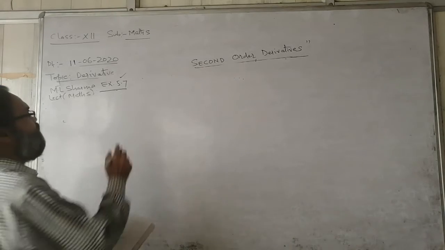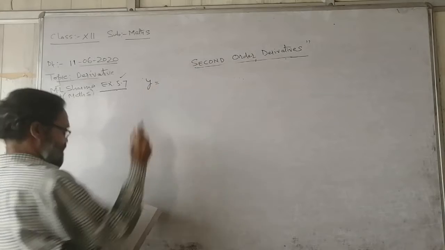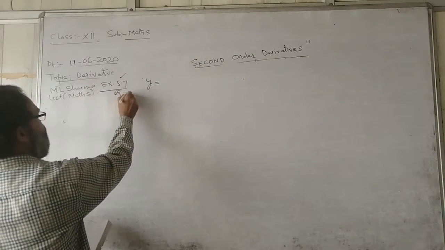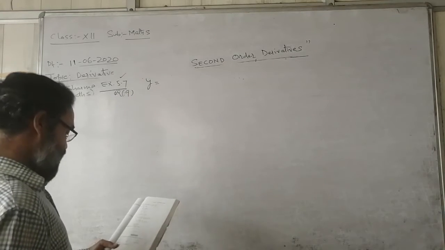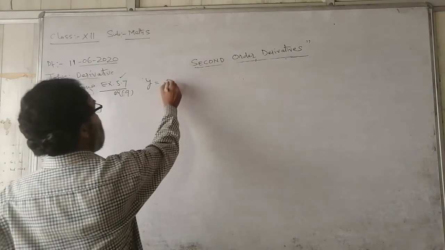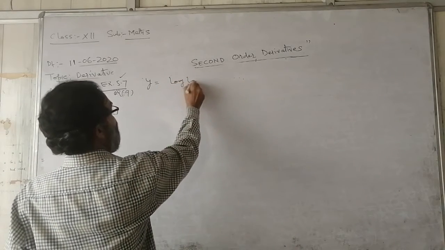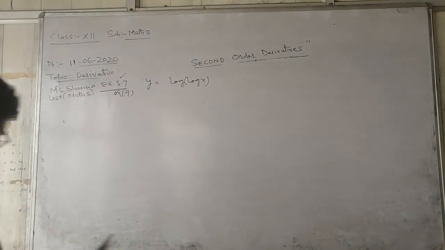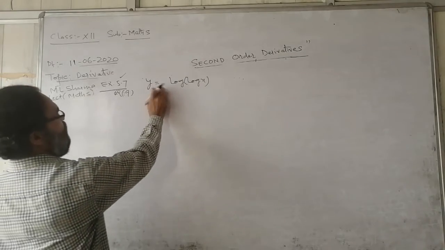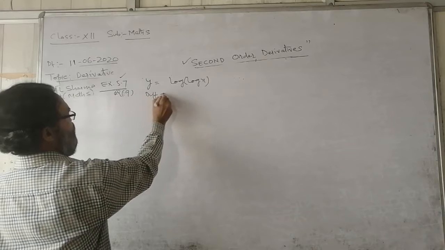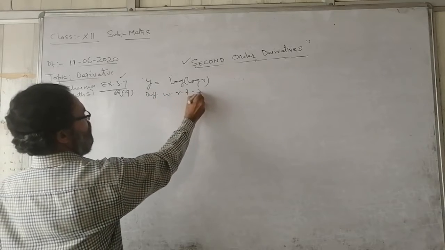So let me write the question 9 of this exercise. Y is given as log of log x. I have to find its second order derivative. So for finding the second order derivative, I will differentiate with respect to x.